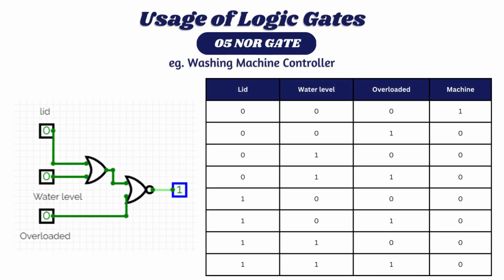Lastly, the NOR gate. A washing machine has 3 sensors to check for washing machine lid open, washing tub filled to minimum level, and the weight of clothes. If the machine lid is open, or the water in the tub is below certain level, or the machine is overloaded, it produces a 0 at the NOR gate output and switches the machine off.